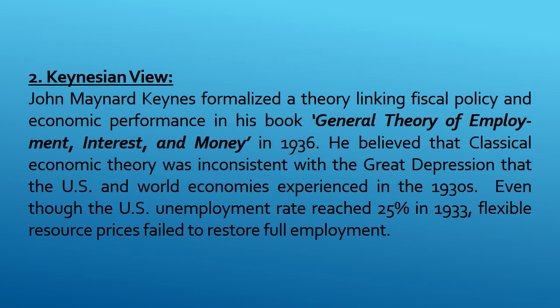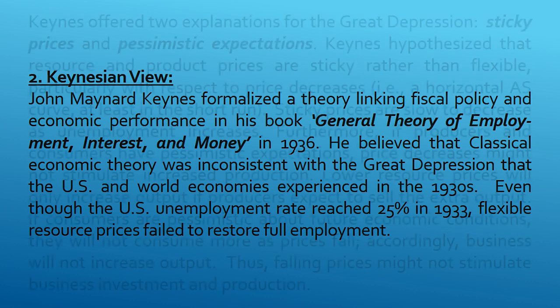Two, Keynesian view. John Maynard Keynes formalized a theory linking fiscal policy and economic performance in his book General Theory of Employment, Interest, and Money in 1936. He believed that classical economic theory was inconsistent with the Great Depression that the US and world economies experienced in the 1930s. Even though the US unemployment rate reached 25% in 1933, flexible resource prices failed to restore full employment.